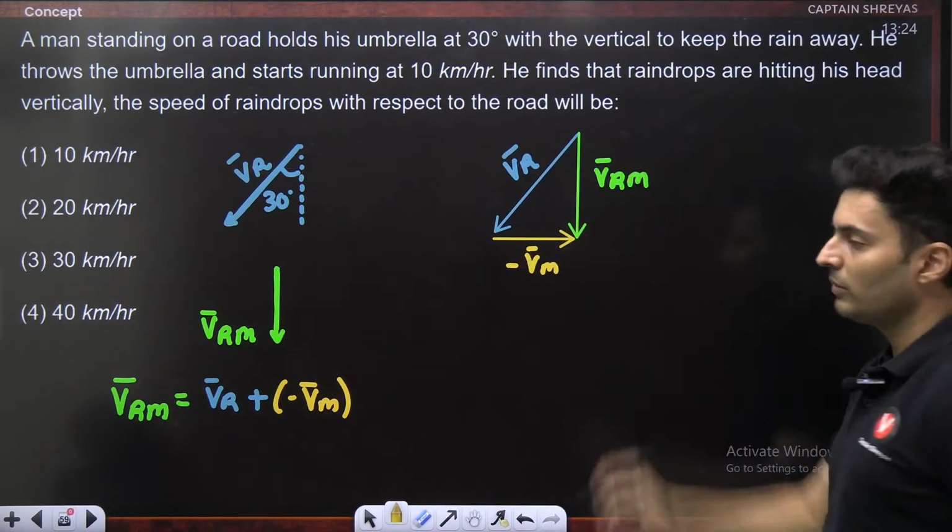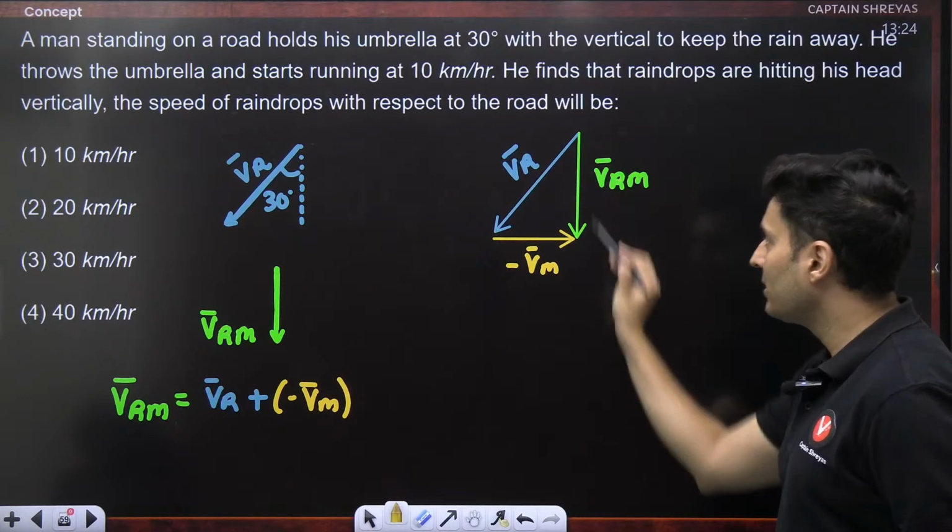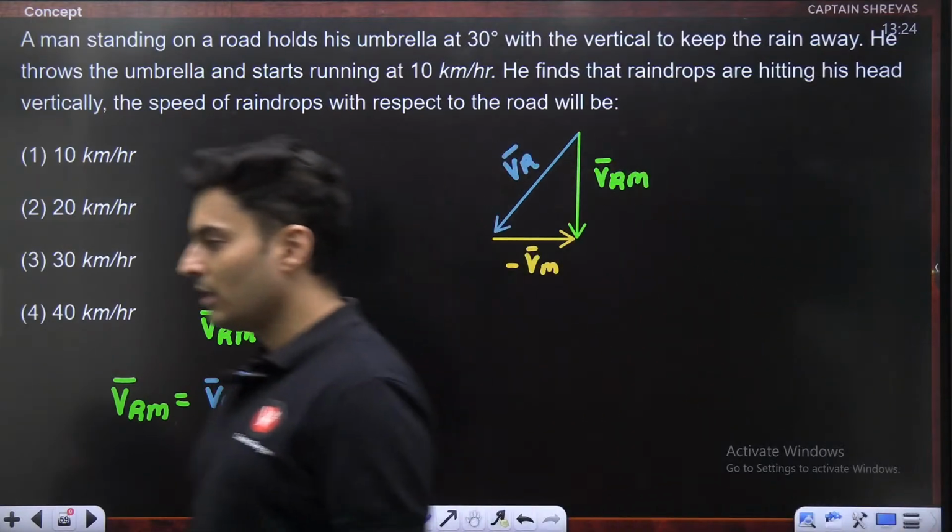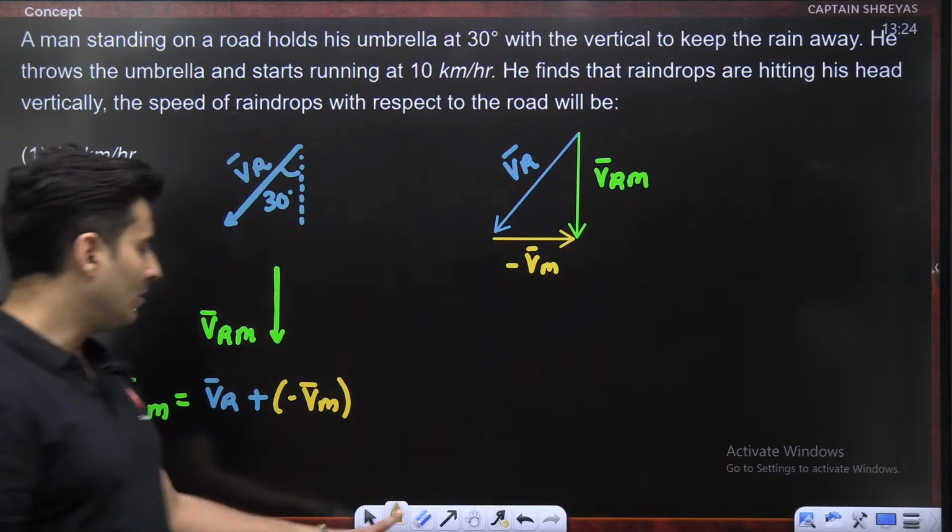Is that making sense to all of you? VR plus negative VM is VRM. This is the resultant using triangle law. That's it. Your job is done. Our job is done, guys.